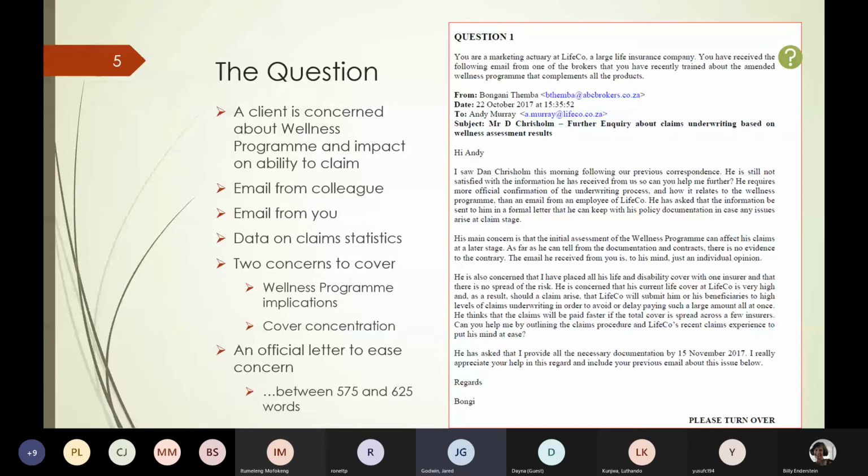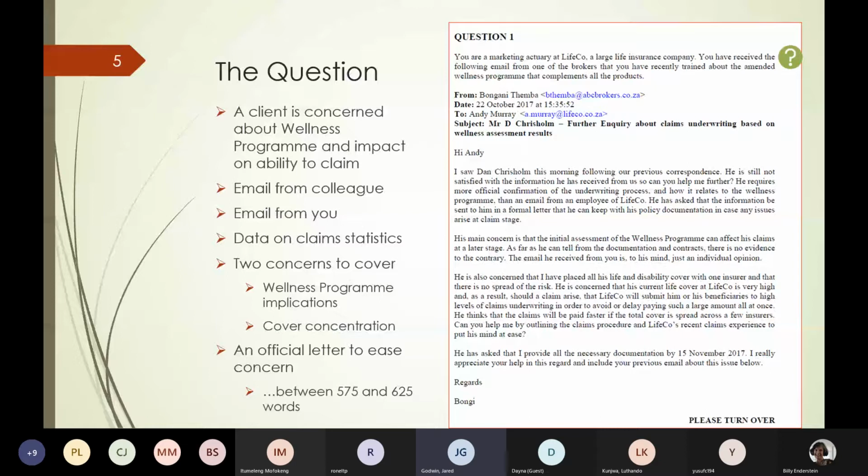So this is a prime example, and I'll show you on the next page when we go through it, that there's more than one question here. The main concern was this wellness program and its implications, but there was the secondary concern about this cover concentration. You had to tackle both, and if you didn't, you would only get half the marks. So it really is important to cover all your bases and all the instructions, as I say, and I'll show you what I mean. It was an official letter to draft to ease this concern, and it was between 575 and 625 words. The words aren't just made up.